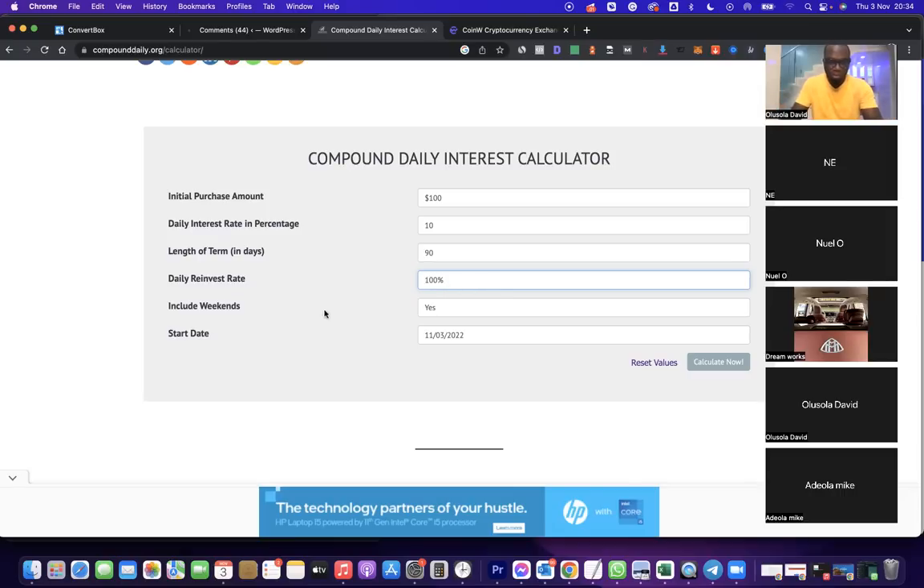So 100%. It says include weekend. Are we going to be trading during the weekend? Let me just choose low for that, because the weekend is not certain. So let's just stick with weekdays only. Today's date is on the 3rd, so this is 03/11/2022. And the days is 90 days. Let me click on calculate now.